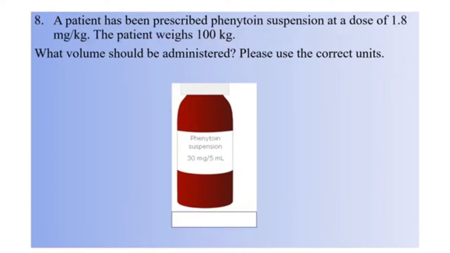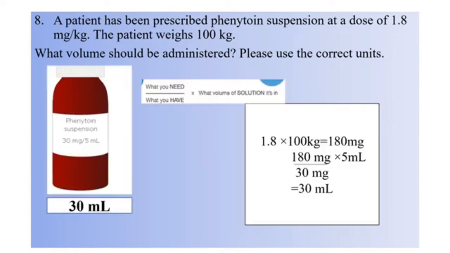Question 8 is, a patient has been prescribed phenytoin suspension at the dose of 1.8 mg per kg. The patient weight is 100 kg. What volume should be administered? Please use the correct units. Correct answer is 30 ml. So prescription is 1.8 mg per kg and the patient weight is 100 kg.